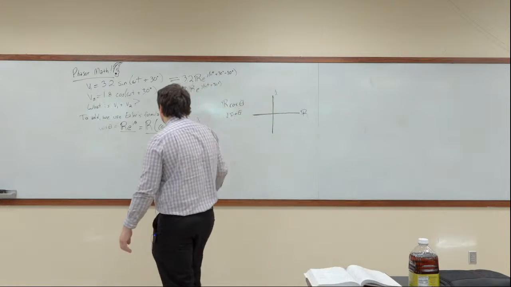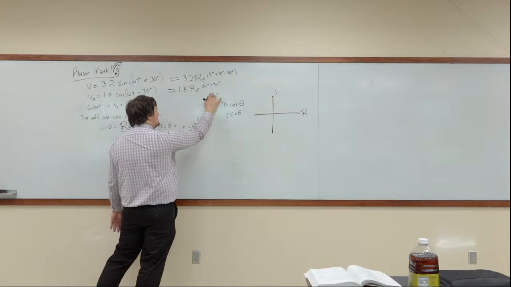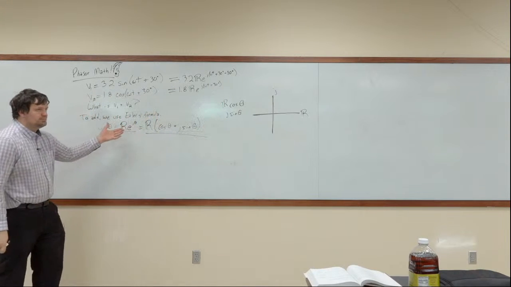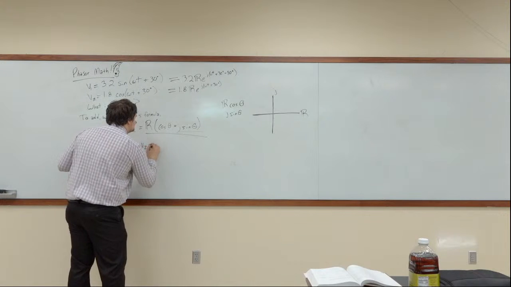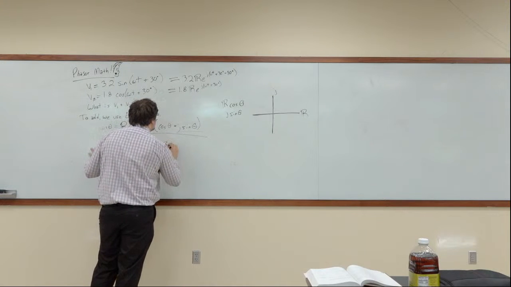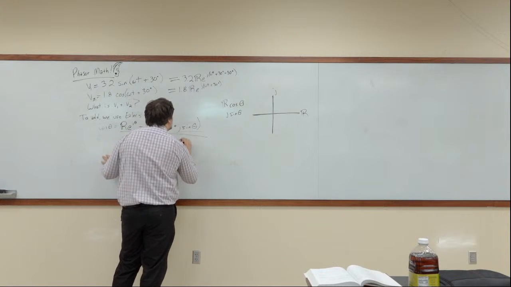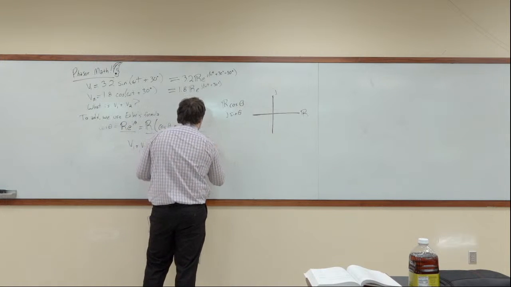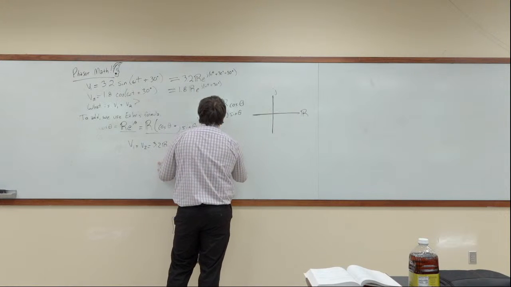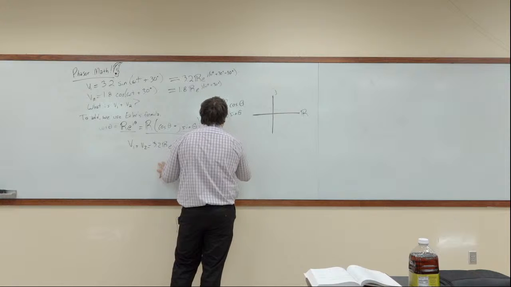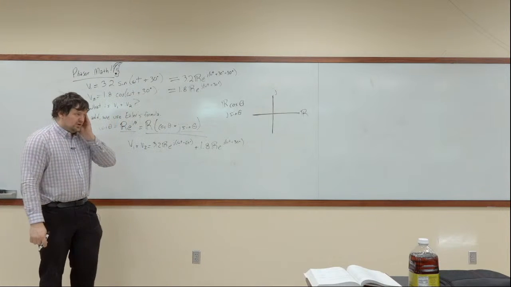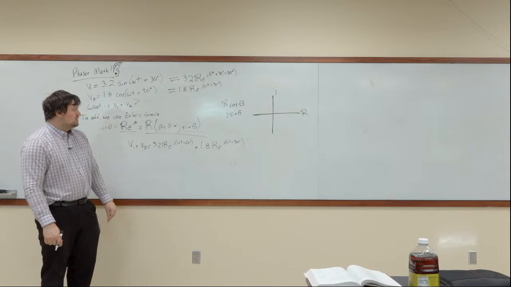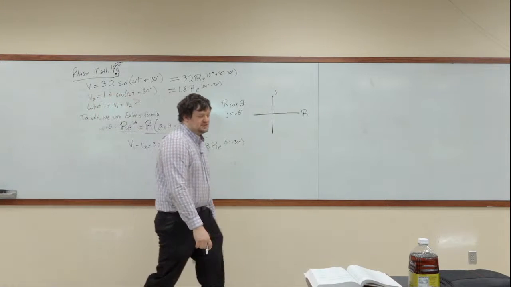Okay? And then we could take this, and then when we go to add these, what we're adding is we're adding the real components of the Eulerian piece of the sinusoids. Okay? So V1 plus V2 is equal to 3.2 times the real component e to the j omega t minus 60 plus 1.8 times the real component of e to the j omega t plus 30 degrees. Okay? Now, if you know anything about anything, nerds, you can actually split this out into different components.